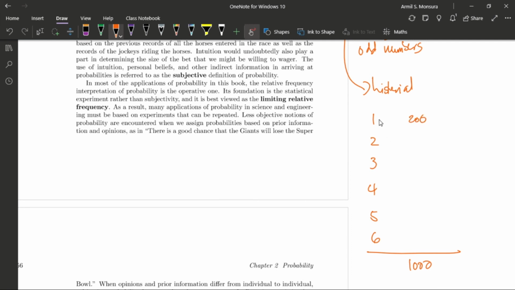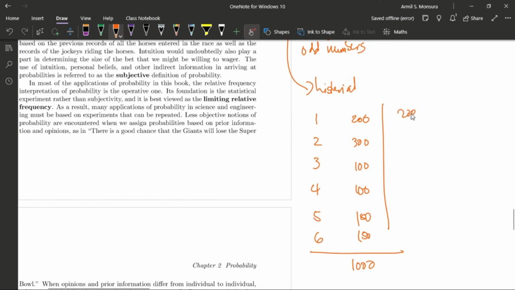For example, nakuha natin dyan na 200 siya. Yung 1 pala is 200. Yung 2 is, sabi natin, 300. Yung 3 is 100. Yung 4, 100. Tapos yung 5 at 6, 150 each. Okay? So, yung relative frequency ngayon ng 1, that's 200 over 1,000, or that's 0.2. Yan ngayon yung probability of 1 occurring. Yan yung i-assign natin kay 1. So, ibig sabihin, 1 has a 20% chance of occurring.